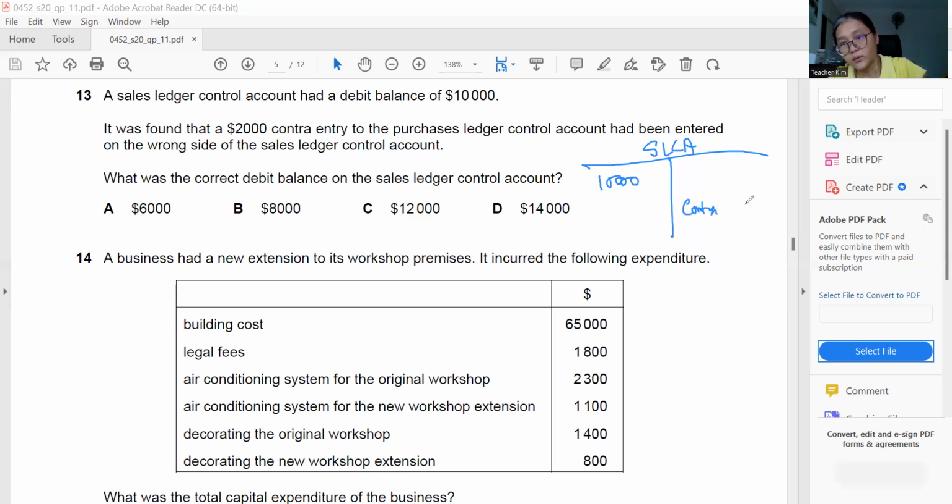So what we've got to do, we have to reverse the wrong entry and then put back the correct entry. So basically the total credit side is 4,000. So what is the correct debit balance? Take 10,000 minus this total 4,000. So we will get balance 6,000. Take this minus this. So the answer should be A. So this entry is one to reverse the wrong amount. Second is to put back the correct amount.